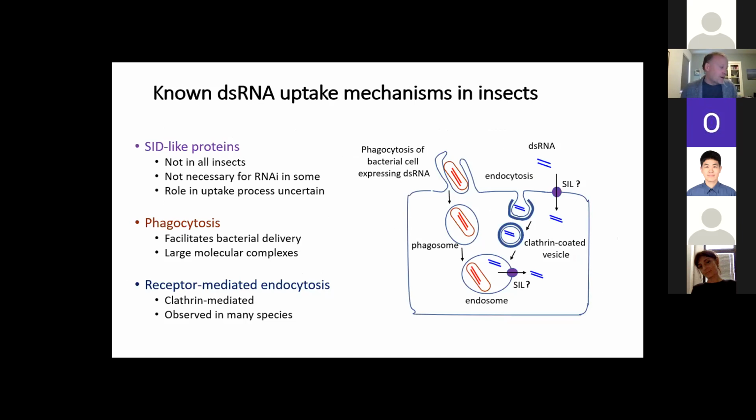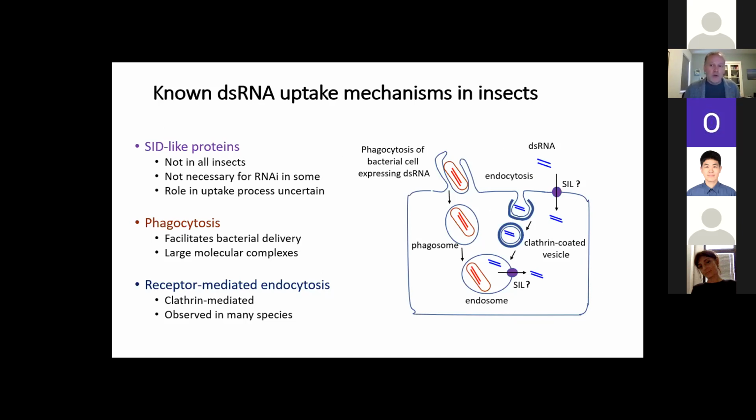Now, thankfully, Anastasia has already described some of the aspects of uptake, so I won't belabor the point too much. What we see in insects is that there are a variety of ways by which the double-stranded RNA can enter the cells. Some insects have these SID-like proteins, but as we've heard, there seems to be some ambiguity about their role in uptake in some insects.